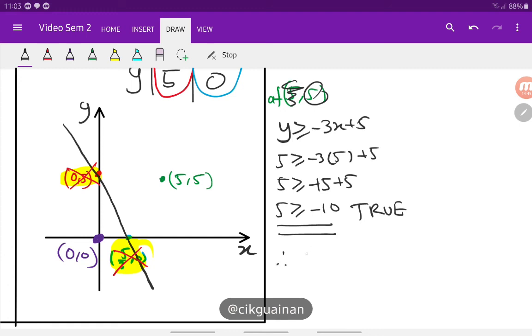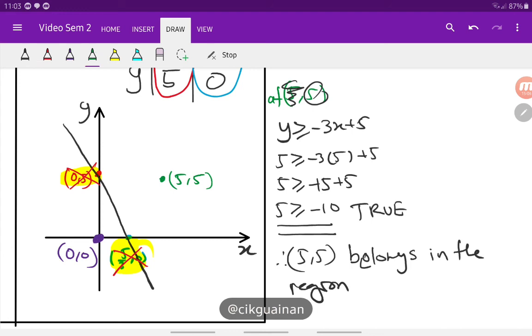What does it mean? It means that the point (5, 5), the green point, belongs in the region. If it belongs, then we can shade the area that includes the point. So we do like this, like that.